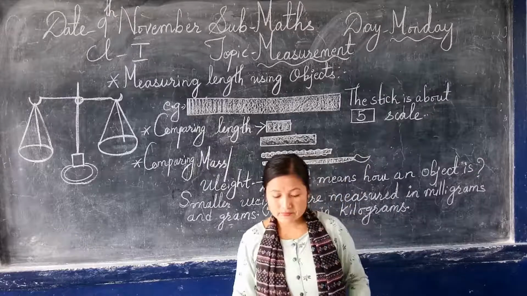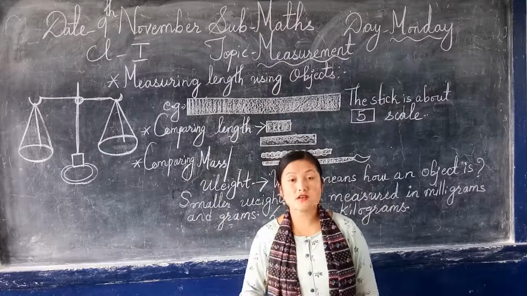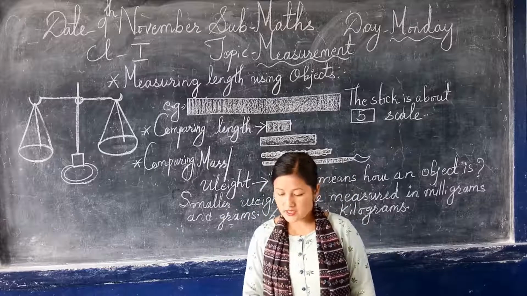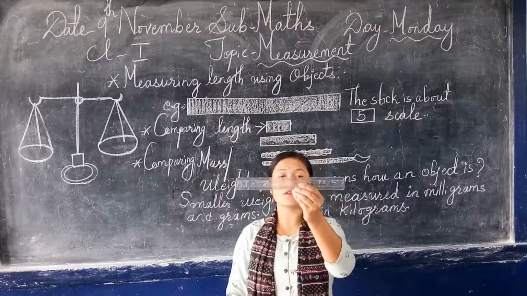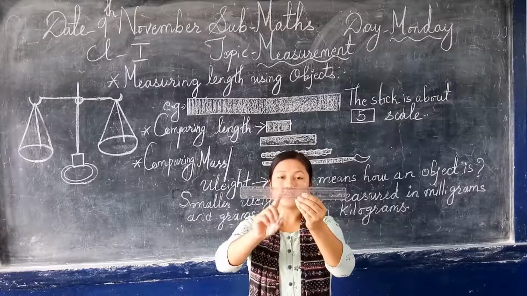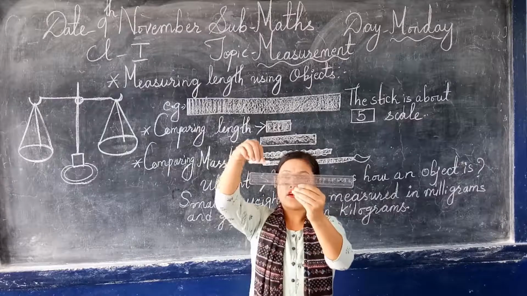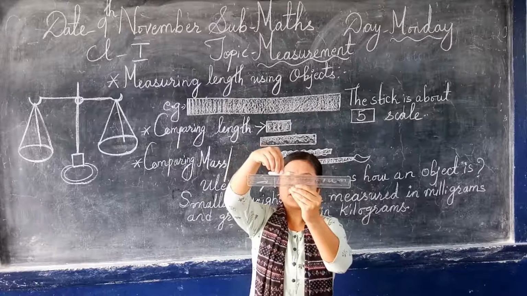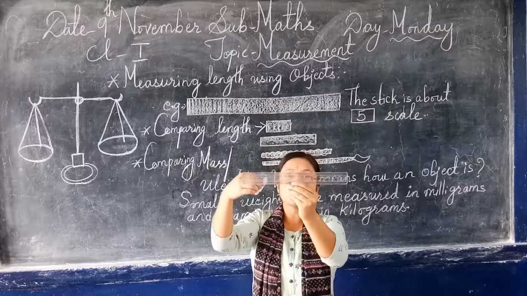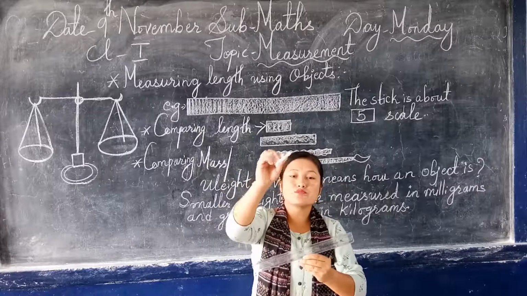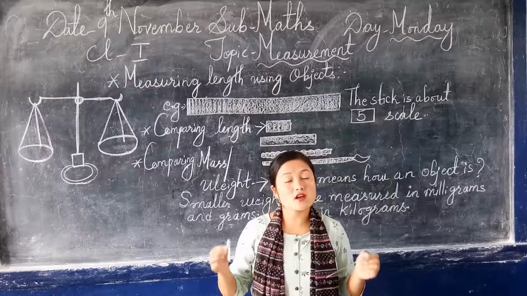So children, this was the example of how to measure length using an object. Otherwise I will show you a second example also. This is a scale. We will measure this length with a chalk. Let us see here, all of us. 1, 2, 3, 4, 5. This scale also is about 5 chalks. You can measure the length using any object at your home.